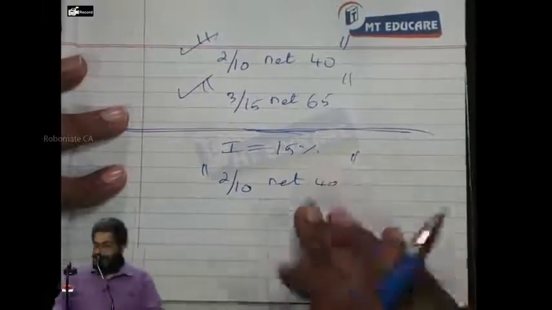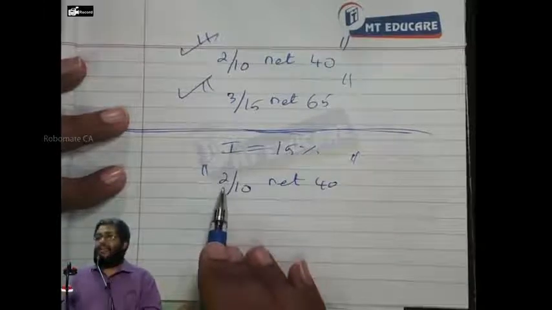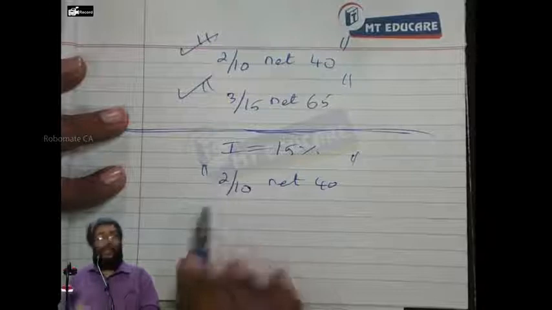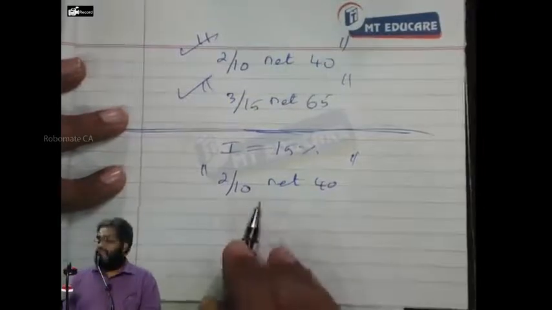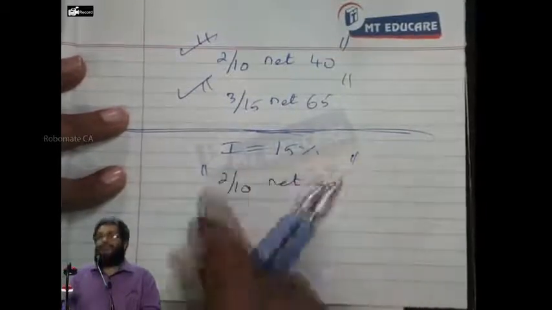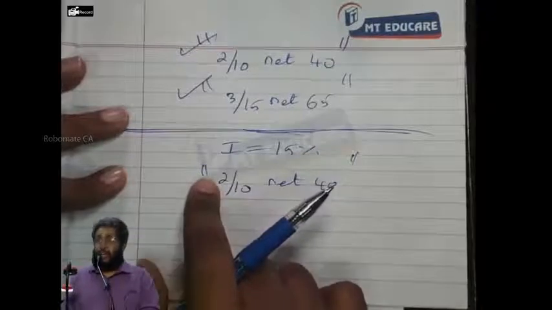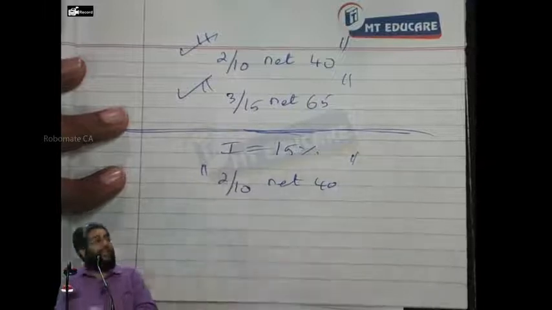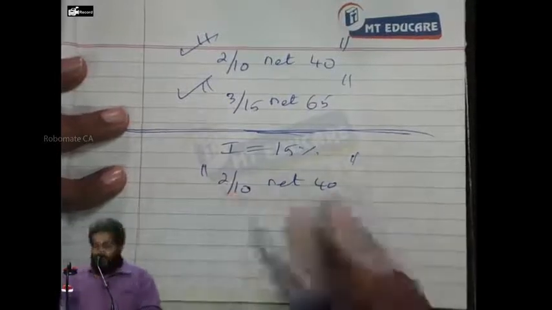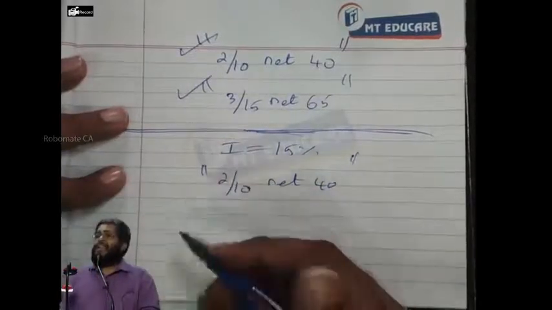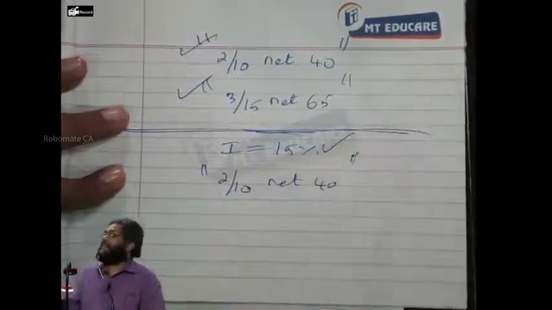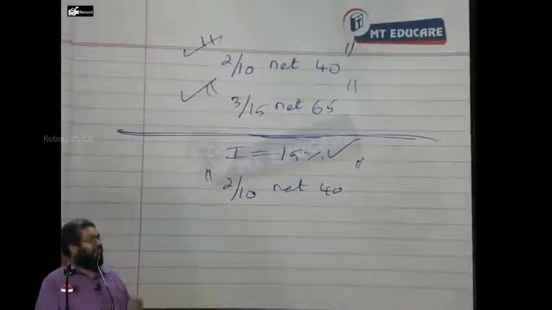Understand this. The company pays this 2% to get the money earlier. Is this 2% discount a benefit or a cost to the company? It is a cost to the company. So it is incurring the 2% cost to get the money earlier. What is the advantage in getting the money earlier? On the money received earlier, you can earn 15% interest. Everybody, are you following what I am saying?